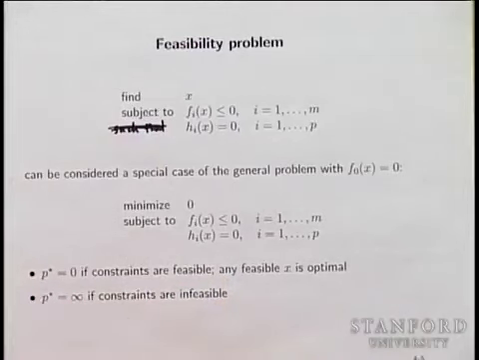So what it means is this. The optimal value of this problem is either 0 or plus infinity. If there is a feasible point, then any feasible point here is optimal.